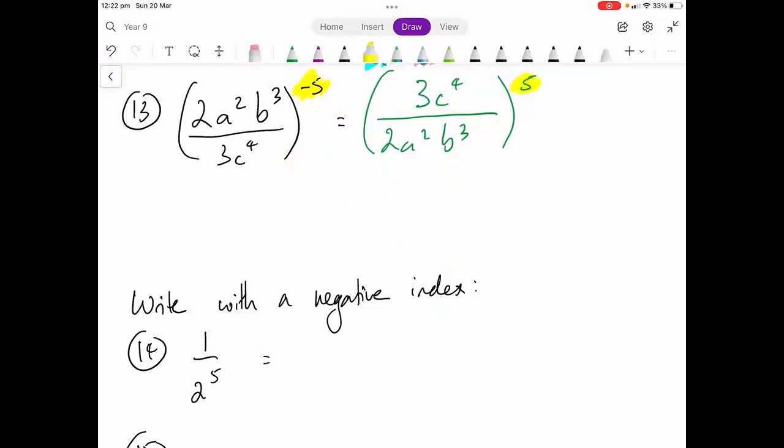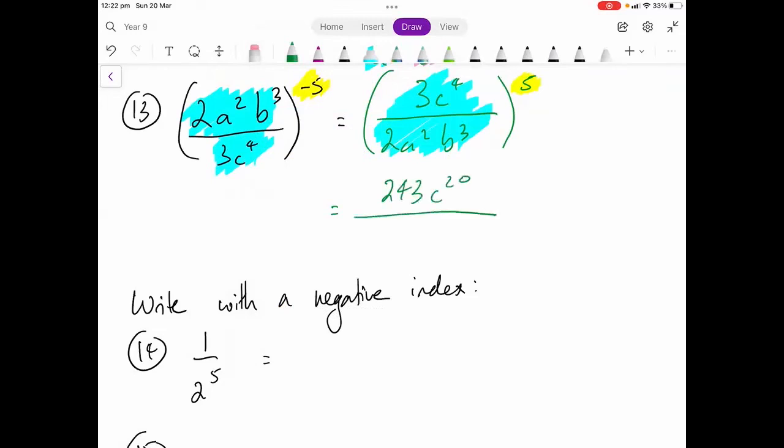So we expand the bracket by multiplying all the powers. That's 3 to the power of 5, c to the power of 20, all over 2 to the power of 5, a to the power of 10, b to the power of 15. And you can write 3 to the power of 5 as 243, and 2 to the power of 5 as 32.